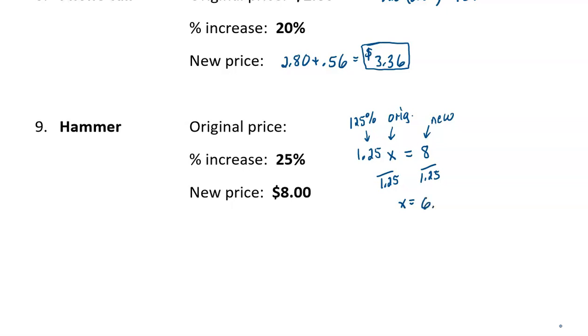6.4. Now what was X representing? It was representing the original price, so I want my answer to be in the format for money. This is $6.40. The hammer was originally $6.40, but its price was increased 25%, resulting in the new price of $8.